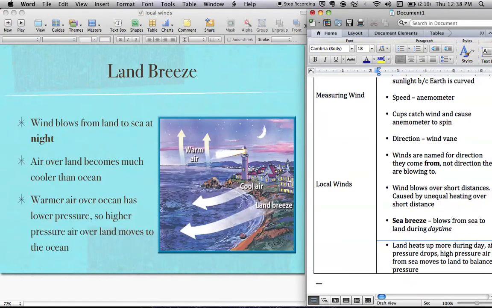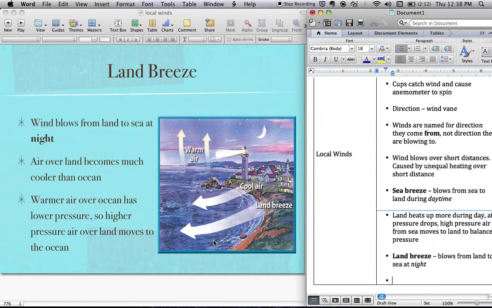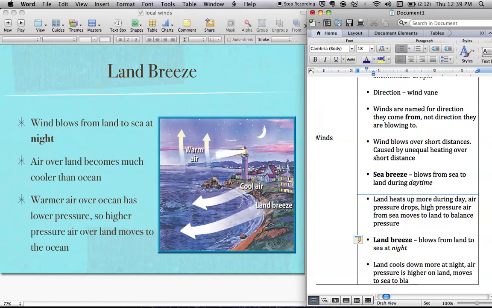We get something called a land breeze. Right? This blows from the land to the sea at night. And it's the opposite. At night, the land cools down more than the sea, so the air pressure is higher on land. Air pressure is higher on land, right, and it moves to the sea to balance the pressure.